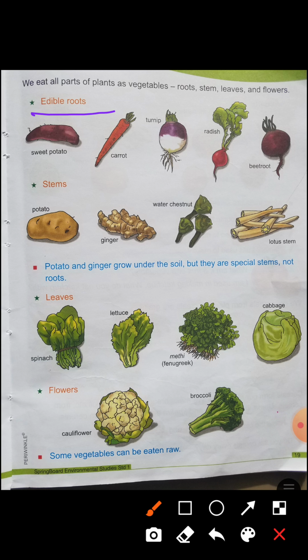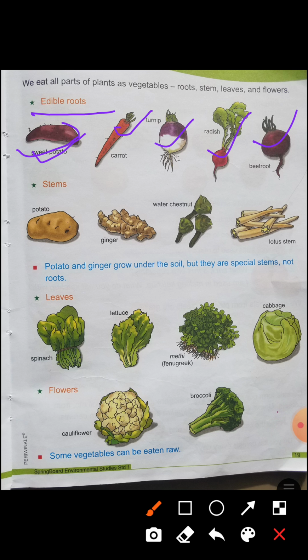Edible means which is suitable to eat, which is suitable to consume for our body, that is called edible roots. So what vegetables are we getting from the roots? First of all, the sweet potato. Sweet potato comes from the root. Then again carrot, turnip, radish, beetroot. These come from the root parts of the plant.